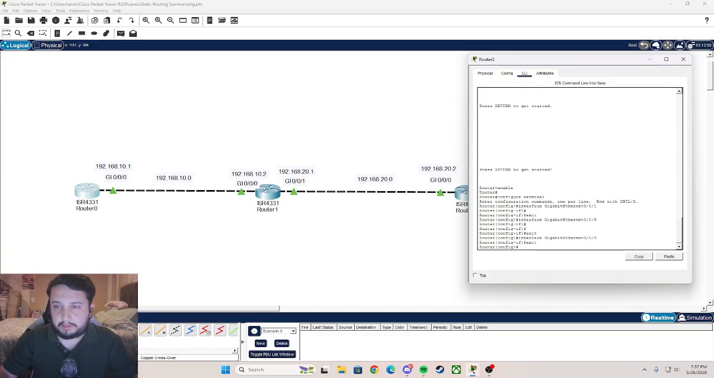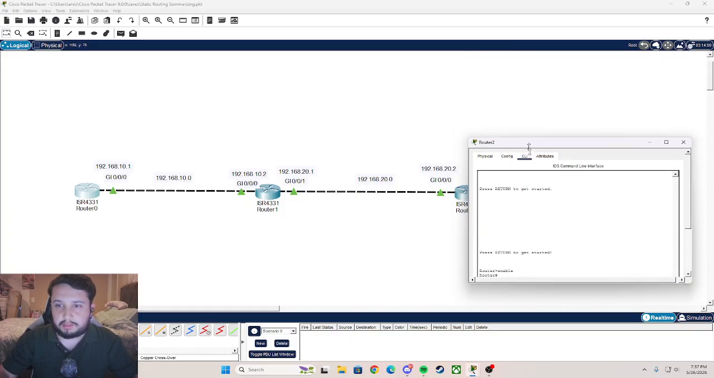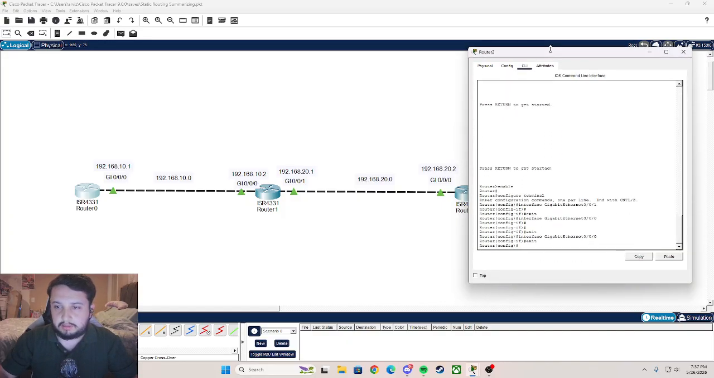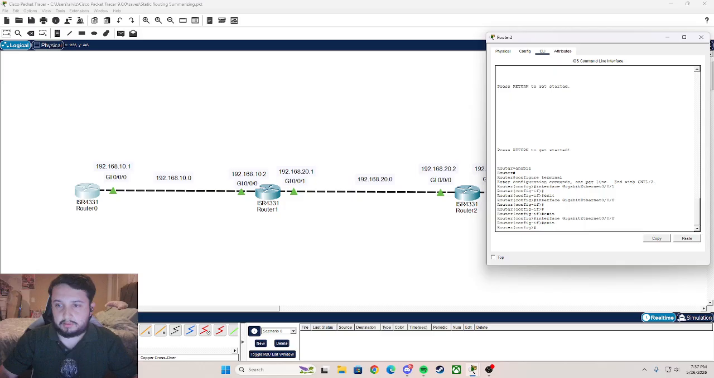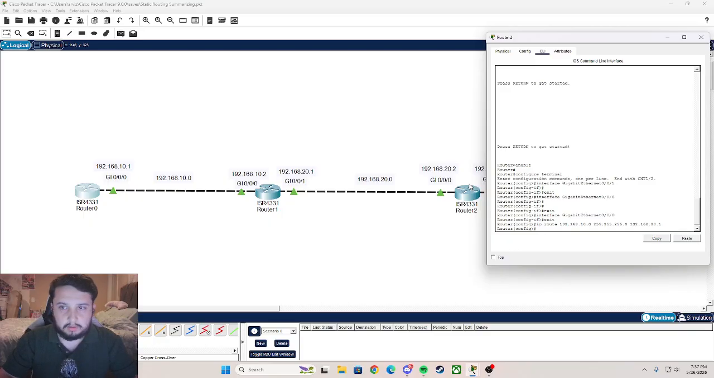Let's move over here. This is my router 2 interface. This is going to be talking to this network, 192.168.10.0. Wonderful.